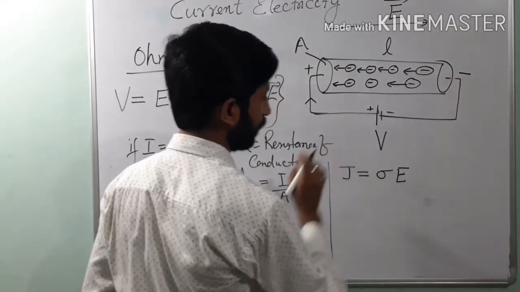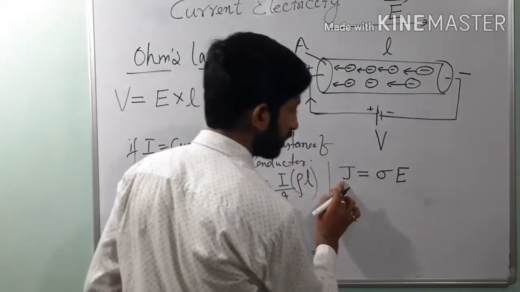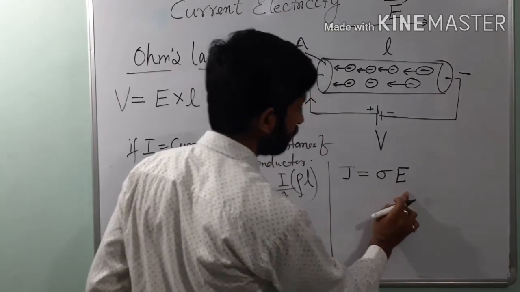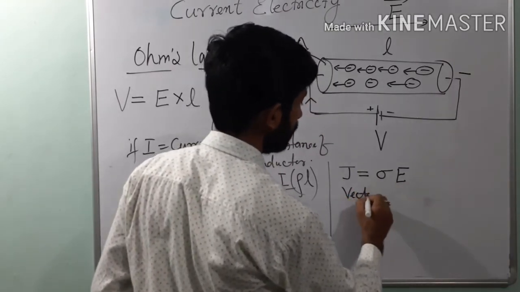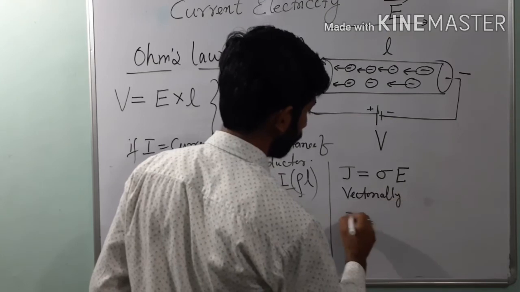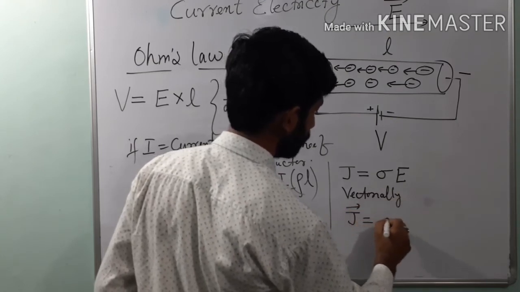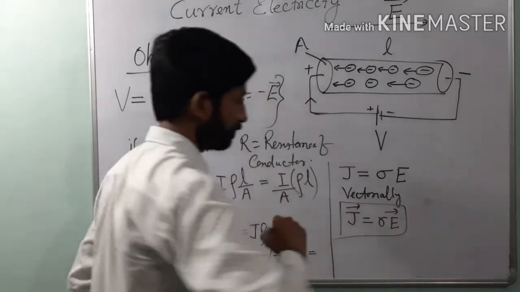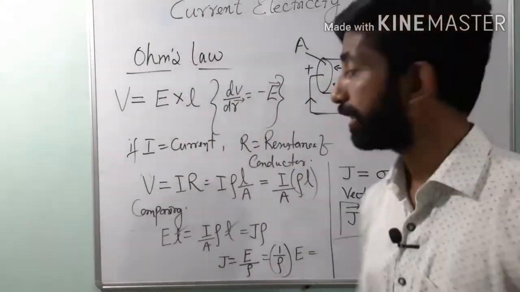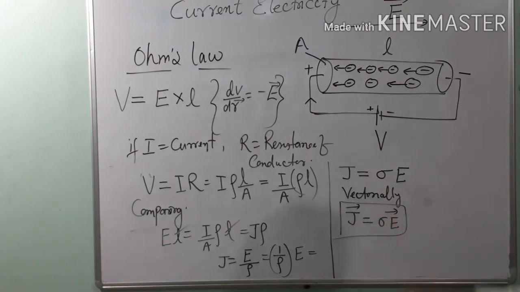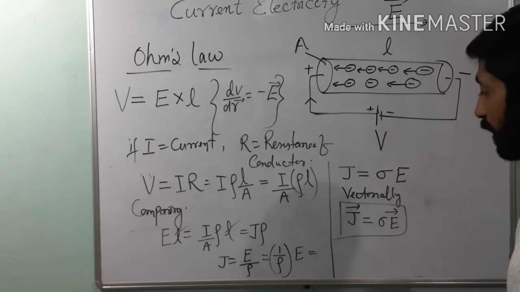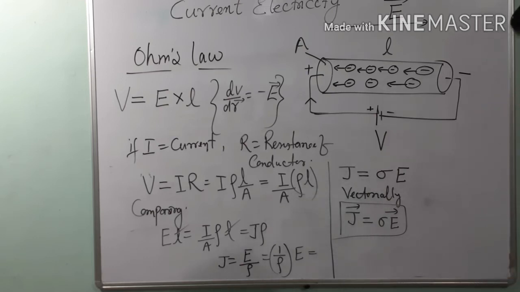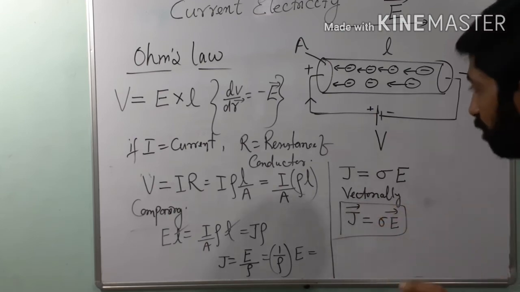Sigma is a scalar quantity, J is a vector quantity, E is a vector quantity. So vectorially we have J vector is equal to sigma into E vector. Okay, and this is known as the vector form of Ohm's law. This is a very important relation in electrodynamics, and it has been asked many times in your board exams. So please note that.